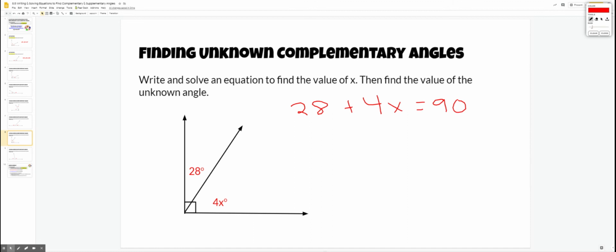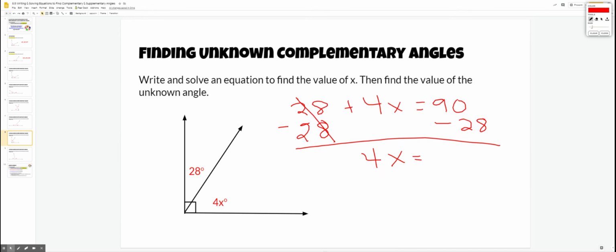All right, so the first thing you should have done is getting rid of this positive 28 by subtracting 28 from both sides. The 28's cancel, and I'm left with 4x over here. And if I grab my calculator and I do 90 minus 28, I end up with 62. And then the last step would have been to get rid of multiplying by 4. So I divide by 4. And if I divide 62 divided by 4, I get 15.5.